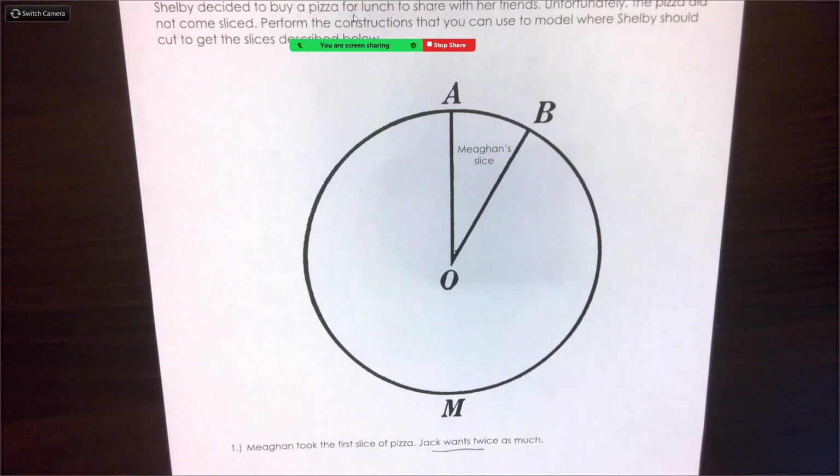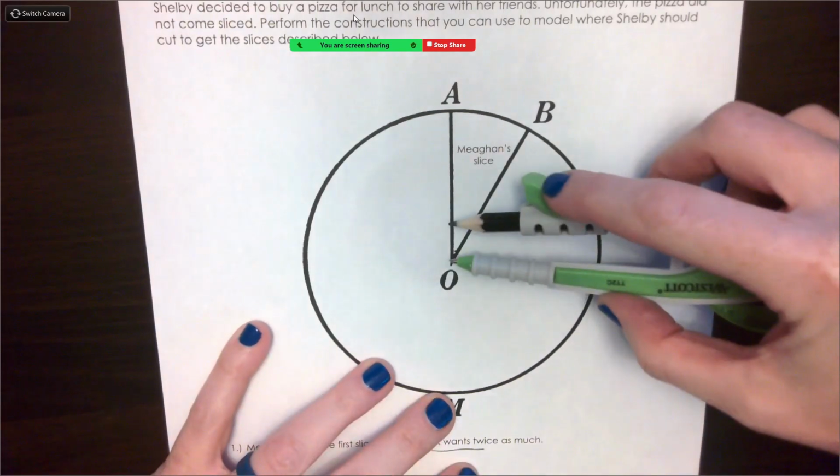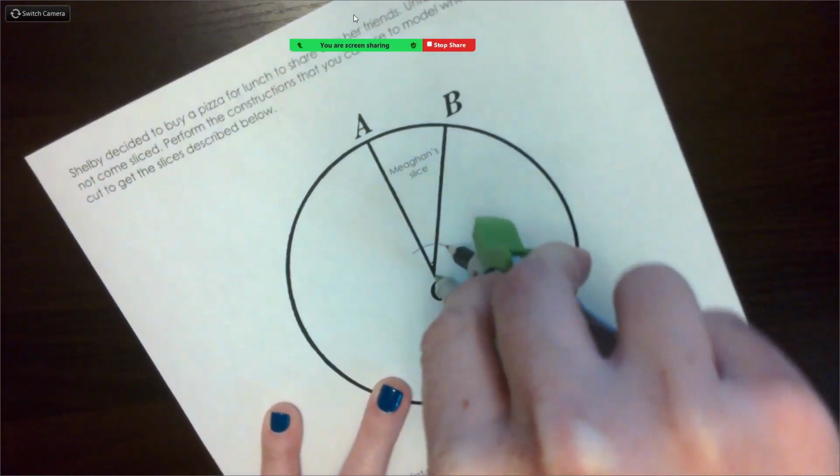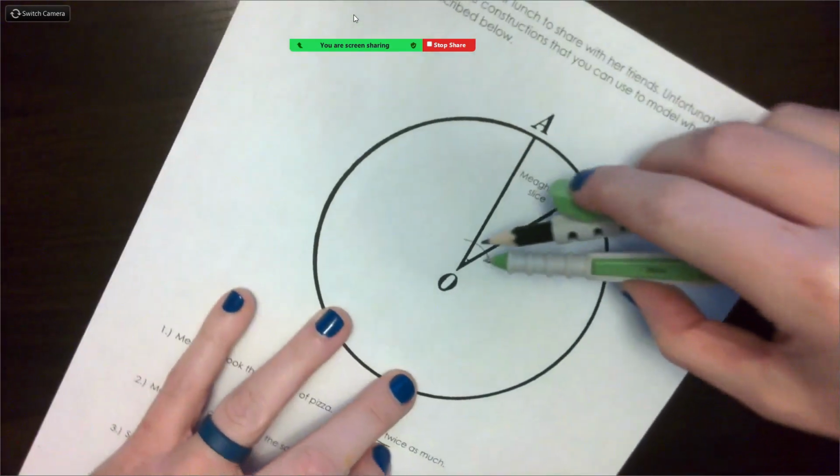So I have a couple options here. I can either copy Megan's slice 2 times. That might be a nice way to go about it. Or I can figure out the actual length of Jack's slice and draw it in there. So maybe what I'll start with doing is just copying Megan's slice twice. And how do we do that? To copy Megan's slice, I'm going to create an arc, and then figure out the width of that arc.